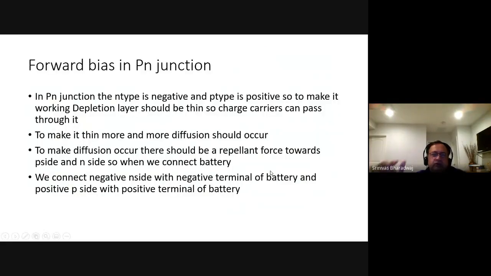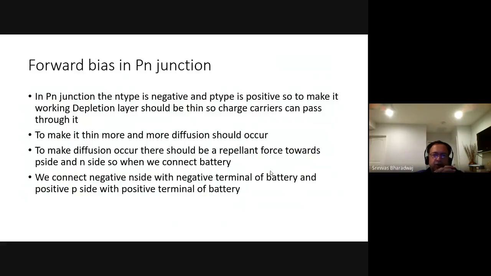Now, when you forward bias, what does forward bias mean? You connect the P side to the positive of the battery and the N side to the negative of the battery. So when you forward bias, you make the conduction flow along the grain. Think of forward bias as not going against the grain of the PN junction. P to the positive, N to the negative is forward bias.